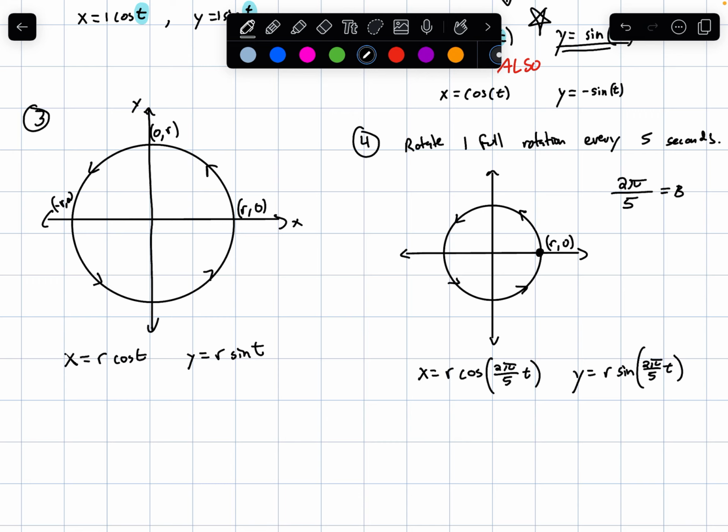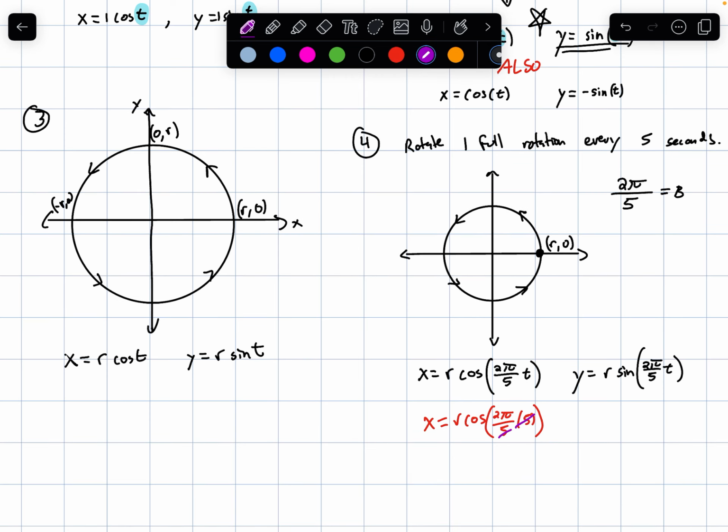And so we can see if I plug in 5 for t, x equals r cosine of 2 pi over 5 times 5. The 5's cancel, and I get x equals r cosine of 2 pi. And so that represents the x-coordinate right here, one full rotation, and it occurred when t equals 5. I make it all the way around. Similarly, I could say y equals r sine of 2 pi over 5 times 5, the 5's cancel, so we get sine of 2 pi.